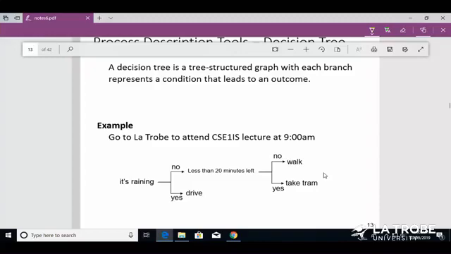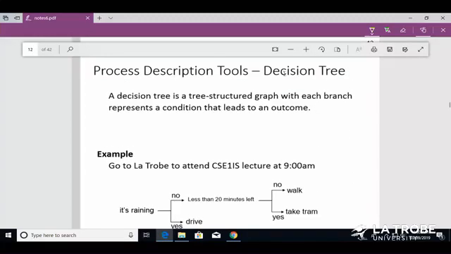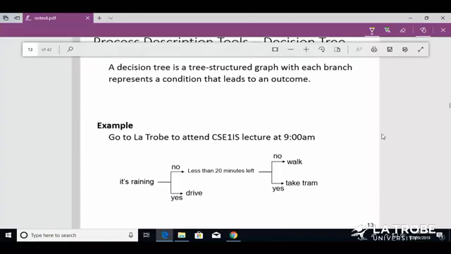Class exercise. Now we're going to talk about the decision tree. A decision tree is a tree-structured graph where each branch represents a condition that leads to an outcome. For example, you want to go to La Trobe to attend the IS lecture at 9 a.m. and you still have, for example, 20 minutes. How can we represent that scenario in a decision tree?